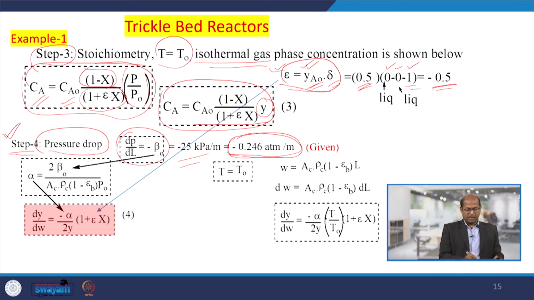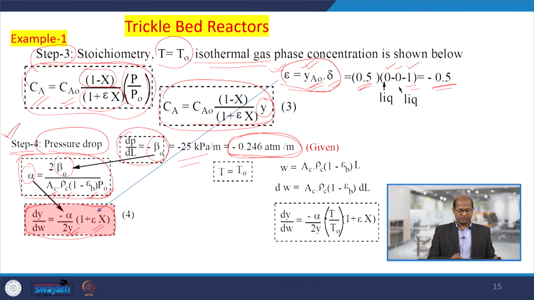So, now these are the correlations also we have discussed in our previous class, when we covered the Ergun equation for pressure drop in packed bed reactors. Then alpha and beta 0 are the pressure drop parameters, so how they are related with the cross section area, density of the catalyst, bed porosity, and total pressure. So, alpha, beta 0 is given, beta 0 we can substitute here, and other components if we substitute, then alpha we can get, and dy by dw equals minus alpha by 2y times 1 plus epsilon X, epsilon is given here, that we can substitute here.